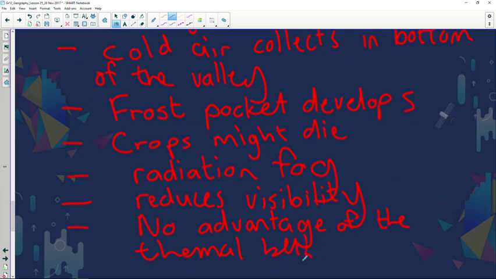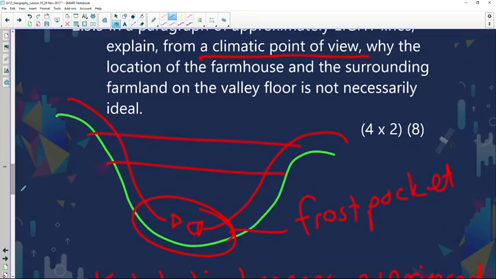So basically, if we go back to the diagram, what do we experience? Because the farmstead is situated down there, it's going to have a very negative influence, because the cold air is going to collect down in the bottom of the valley. It displaces the warm air up, creating the frost pocket where temperatures can drop below 0 degrees Celsius. Unfortunately, for any crops over there, many crops are not frost resistant, so it's going to have a negative impact on the crop being produced, and it's going to create radiation fog that will reduce visibility, where we won't be able to see very clearly down there. Okay, let's continue with our next questions.